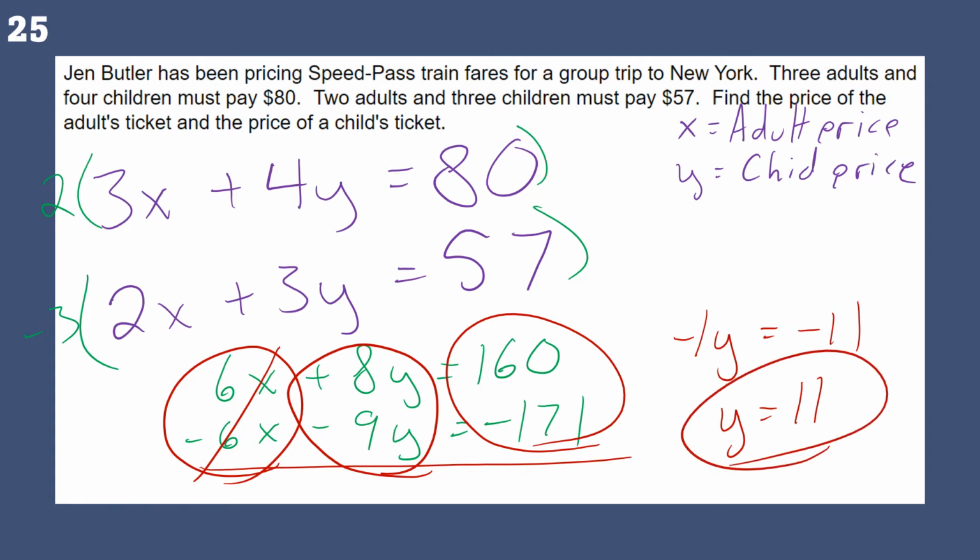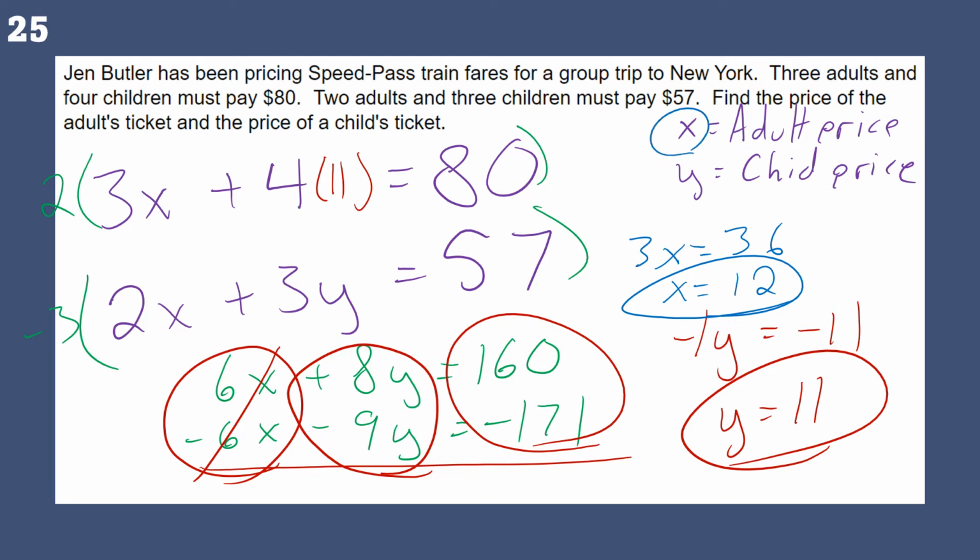All we have to do is then plug it in to find the adult value. So I'm going to do that by plugging it into the one on the top. And if I plug in 11 for my y, I would end up with 44, and if I subtract that, I end up with, not too bad, a 3x equals 80 minus 44 is 36, so x equals 12. And so I have my two values. So back in context, I need to say, what do 12 and 11 represent? Well, 12 is the adult price of a ticket, and 11 is the child price of a ticket.